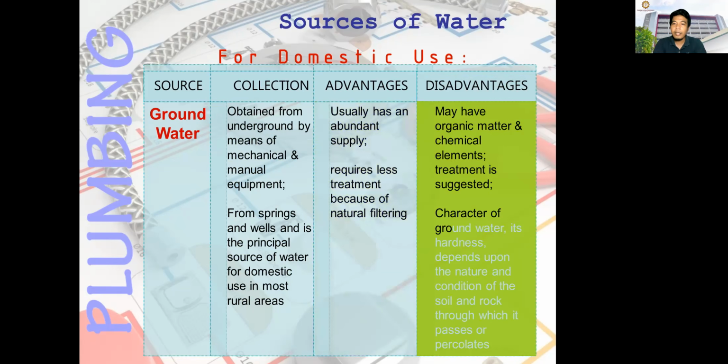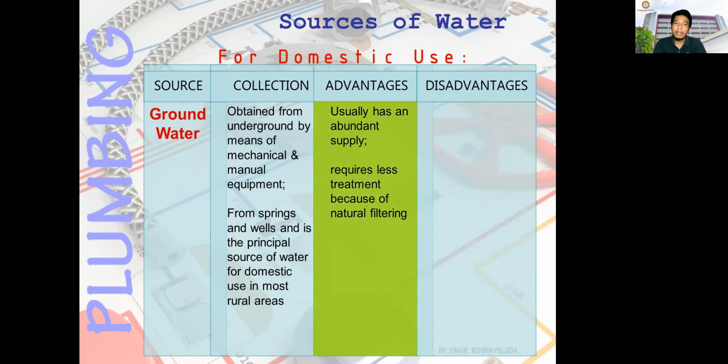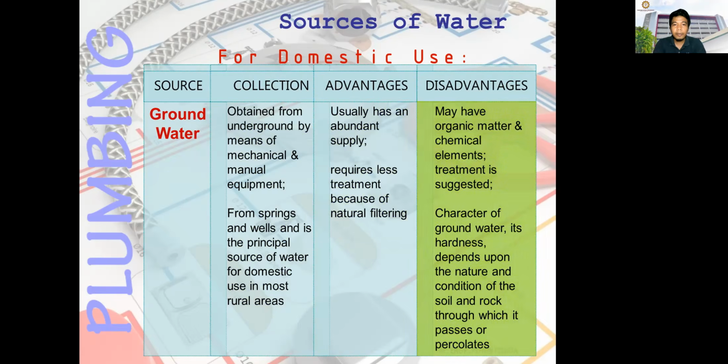And then for the disadvantages, we have organic matter and chemical elements. Treatment is required. Normally, all sources of water for domestic use should be treated. For the next slide, we will discuss the natural purification processes and the treatment methods. So those are the water sources: rainwater, natural surface water, and the groundwater.